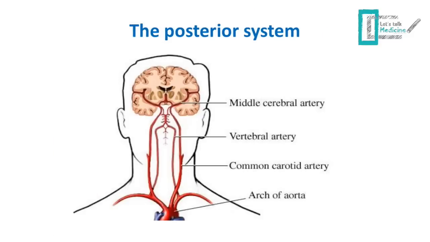Now, let's talk about the posterior system. It all starts from the subclavian arteries, as you can see here. The subclavian arteries will each give us a branch: the right gives one and the left gives one. Those two arteries are called the vertebral arteries. The vertebral arteries will then continue their path upwards towards the cranial cavity.